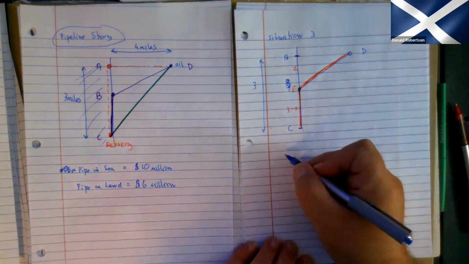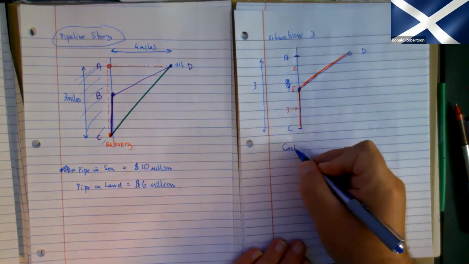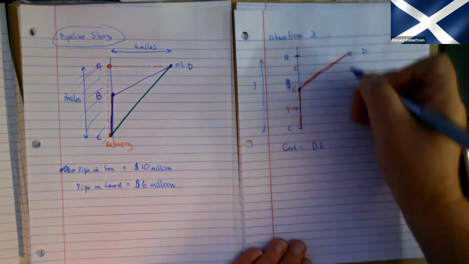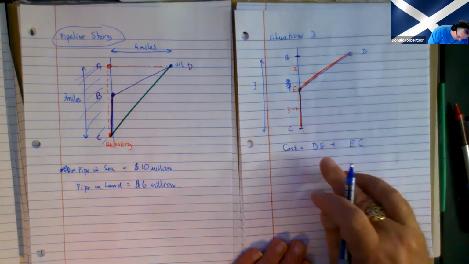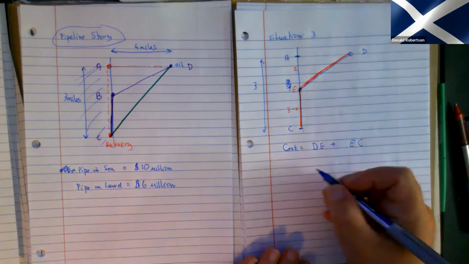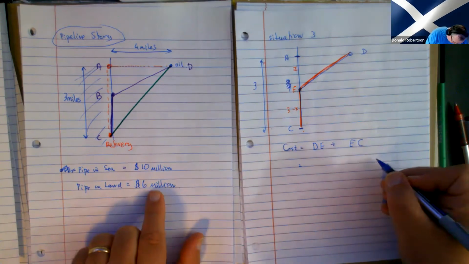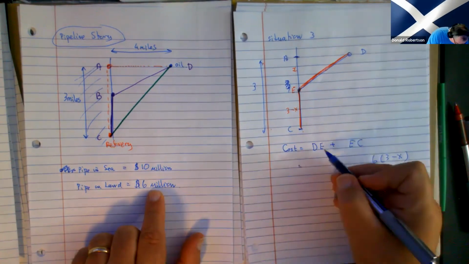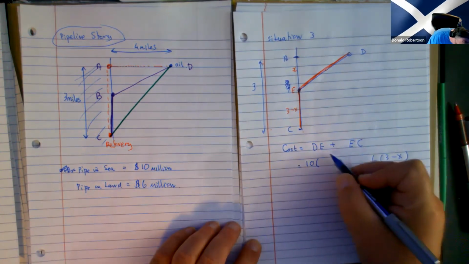So our optimization function is going to be the cost function. It's going to be the cost of going from D to E, that's the C bit, plus E to C. And these have to be in terms of x. Now, the one that's E to C is on land, so that's 6 times 3 minus x. And DE is in the sea, so it's going to be 10 times that distance there.